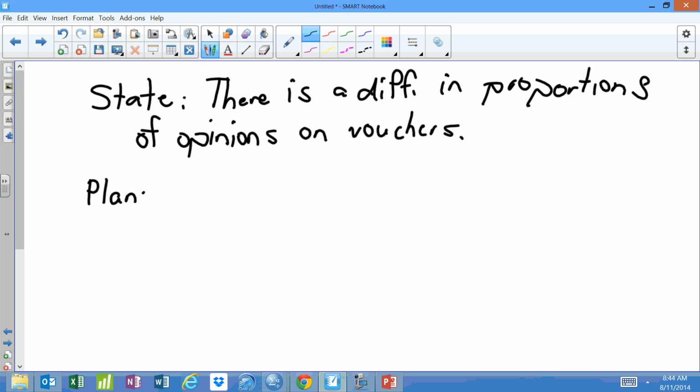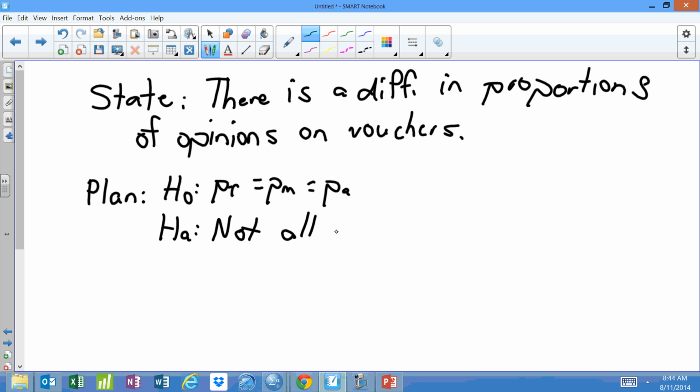So our plan step, which may look slightly different than the hypotheses in your book, our null is that all the proportions are equal. So the proportion for, what were our different categories here? Proportion for, maybe, and against. So proportion for equals the proportion that was maybe equals the proportion that was against, meaning there is no difference. All 3 groups have the same proportion of people that feel that way. Our alternative is that not all proportions are equal. And that is because we're looking at, 2 of them may be very similar, but the other may be statistically significant in their differences. So we can't say that P is not equal to P, not equal to P. But we can say that not all proportions are equal.